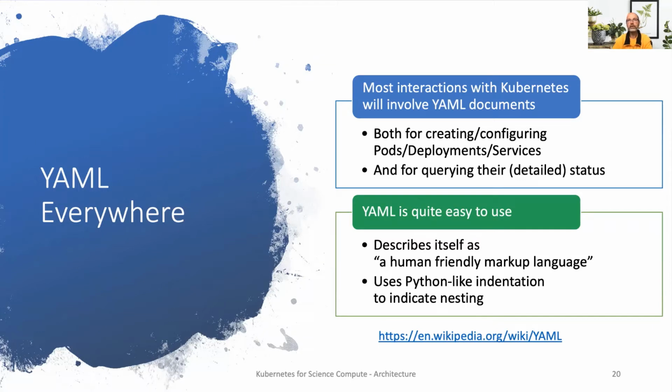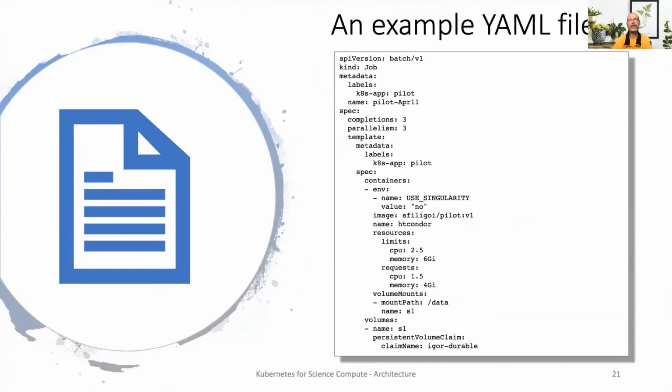Now, don't be too scared, because YAML is quite easy to use, especially to read, but also to write once you know what you're doing. And that's because YAML describes itself as a human-friendly markup language. The only thing to be aware of is that it uses Python-like indentation, unlike other config files. So as long as you have ever used Python and you know to be careful with indentation, it's actually pretty straightforward. And here I have an example, not expecting you to understand what's in there, but it's an actual YAML file, and you see it doesn't seem too complicated.